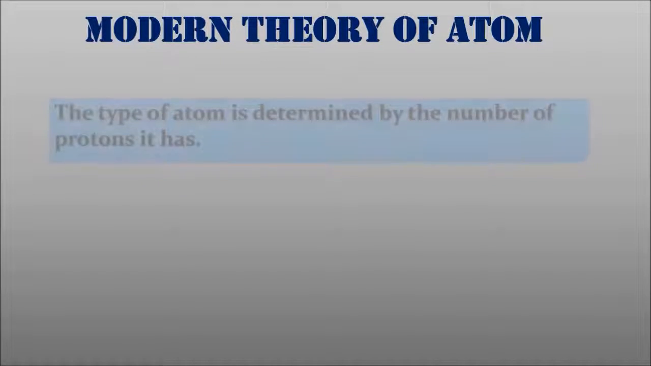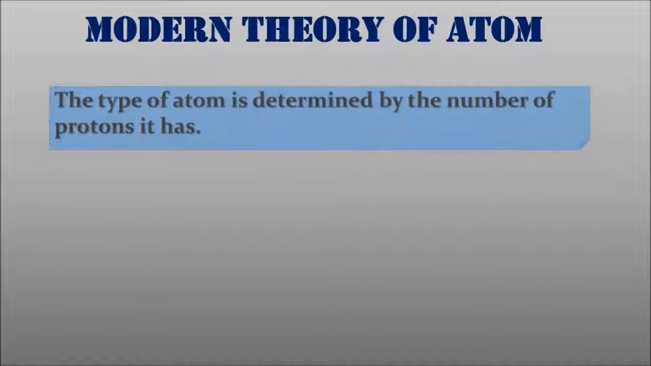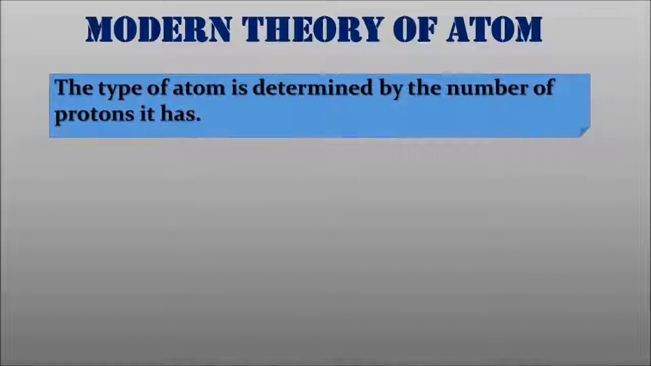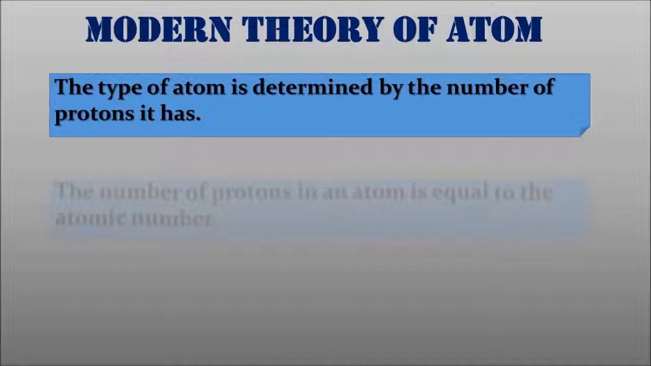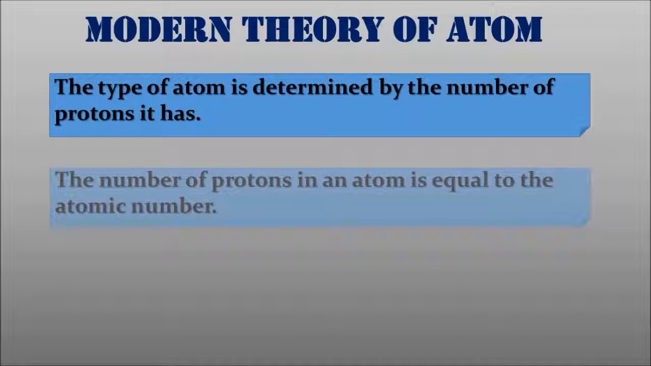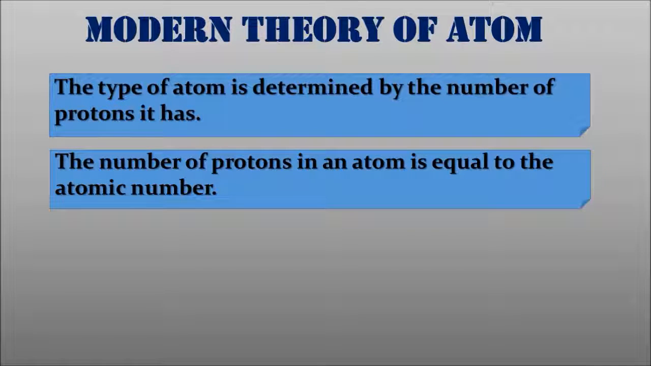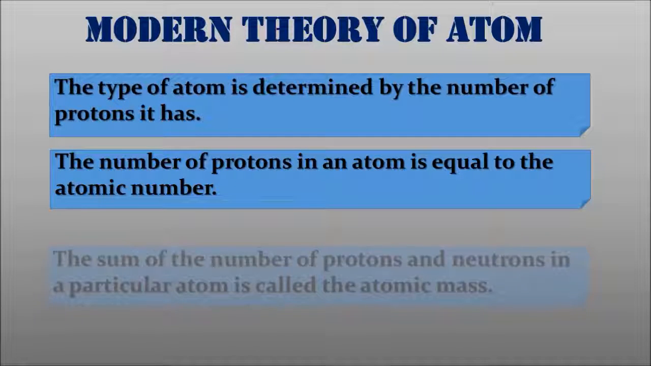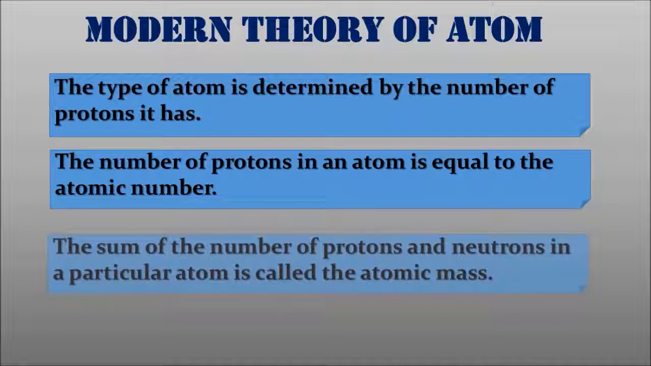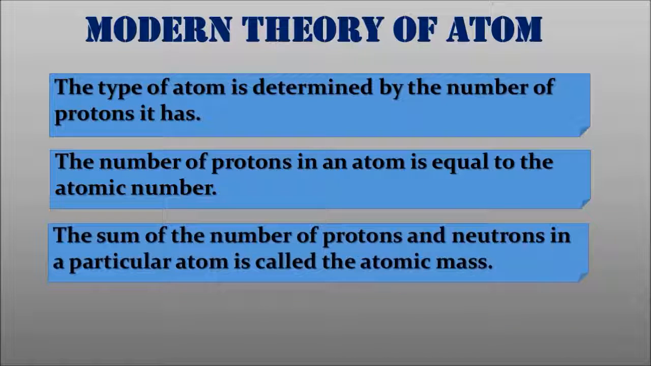The type of atom is determined by the number of protons it has. The number of protons in an atom is equal to the atomic number. The sum of the number of protons and neutrons in a particular atom is called the atomic mass.